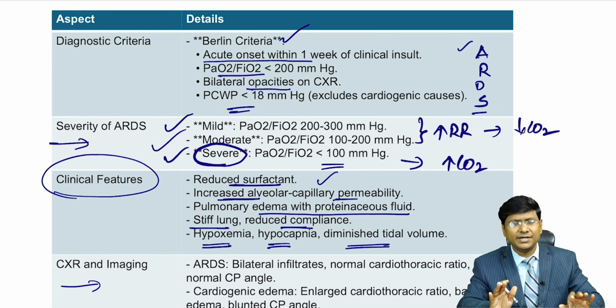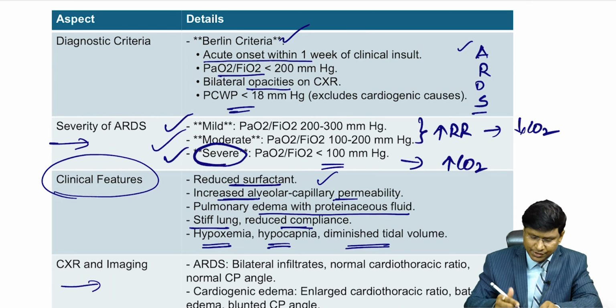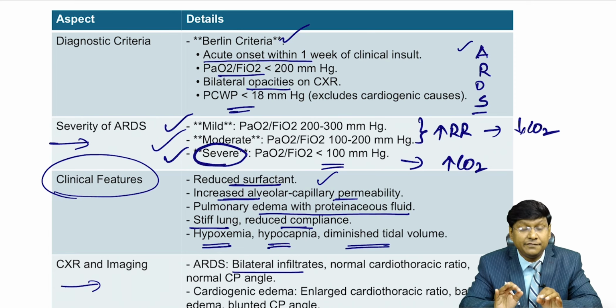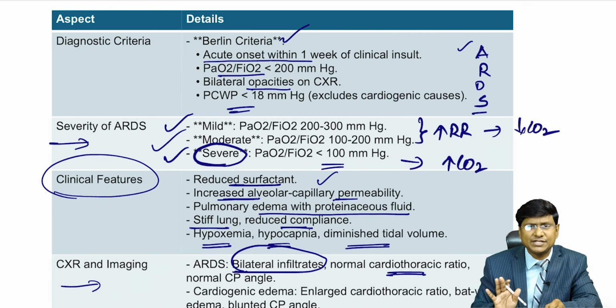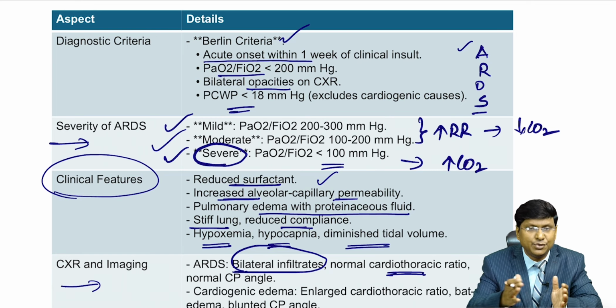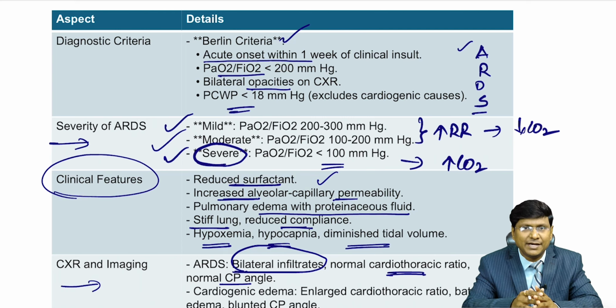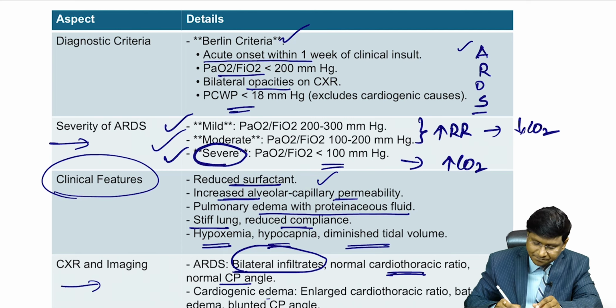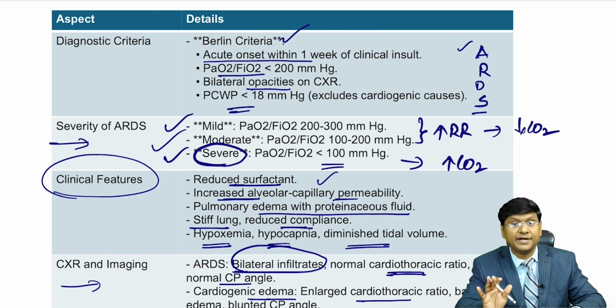Then if you take the chest x-ray in ARDS, you will notice bilateral diffuse pulmonary infiltrates. And the cardiothoracic ratio is normal, not affected. Even the CP angle is normal because there is no pleural effusion. But in cardiogenic pulmonary edema, there is an enlarged cardiothoracic ratio, a batwing appearance due to alveolar edema, and blunting of the costophrenic angle.